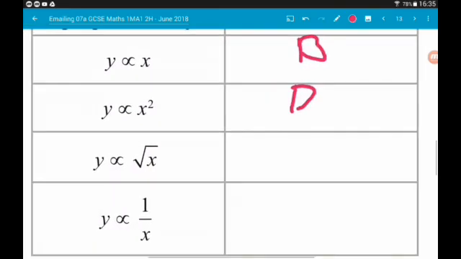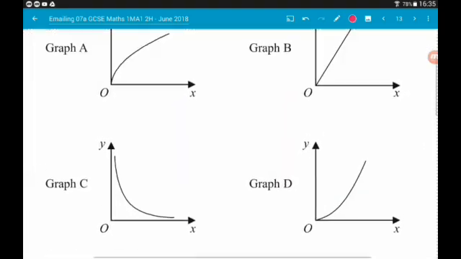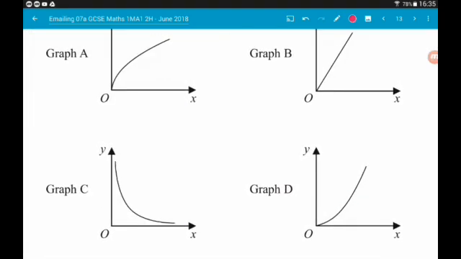For that one, then we got y is proportional to the square root of x. So as x gets bigger, the square root of x will always get bigger, but it's going to slow down. So it's like the complete opposite of x squared. X squared gets bigger, faster and faster. Root x gets bigger, but slower and slower. Think about this, say we square root 100, we get 10. Say we square root 144, then we only get 12. So that's not that much bigger. So it's graph A.